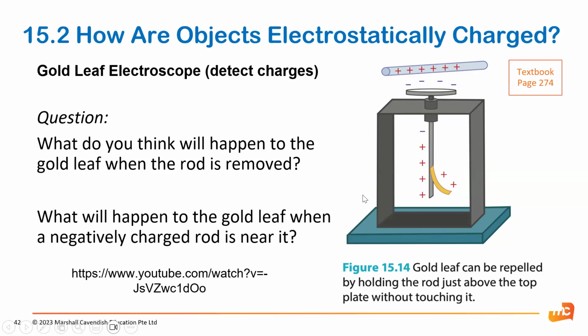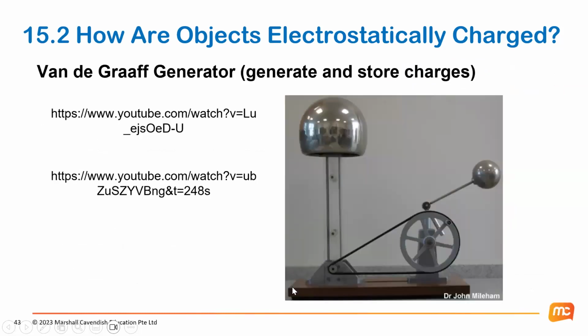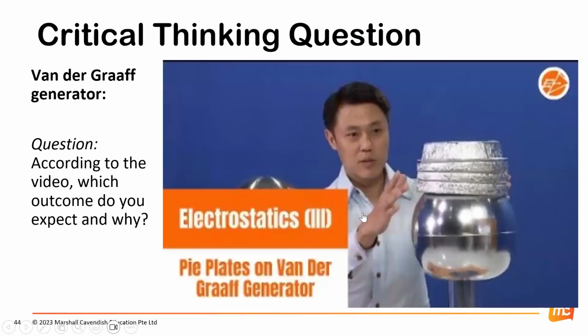There are a few interesting experiments on the electroscope. You can watch the following YouTube link to learn more about the electroscope. Next, we also have something called a Van de Graaff generator. This Van de Graaff generator is mainly used to generate charges by the rubber belt moving, and then the charges are stored in this metal dome. You can watch the following YouTube videos to learn more about the Van de Graaff machine.